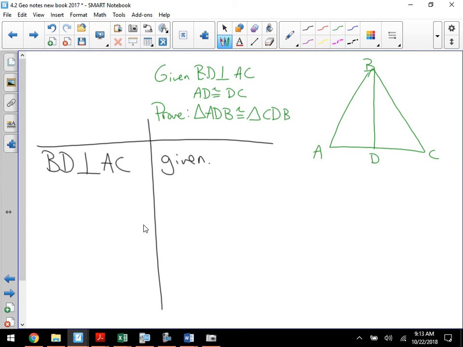Given. Which means in my diagram now, according to my progression sheet, I have to say what angles are now the right angles. So if I look at my diagram, that means it's perpendicular here. So I have to state that angle ADB and angle CDB are right angles. Definition of perpendicular. That's what it tells me to do. Read it line for line off of the progression sheet.